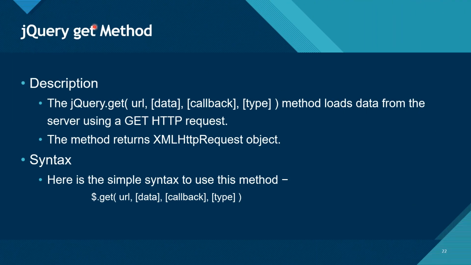In the last, we will discuss the jQuery get method. The jQuery get method loads data from the server using a GET HTTP request, and interestingly, this method also returns an XMLHttpRequest object. Here is the simple syntax to use this method: $.get, URL, data, callback, and type.